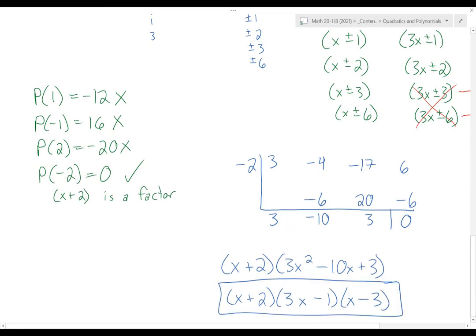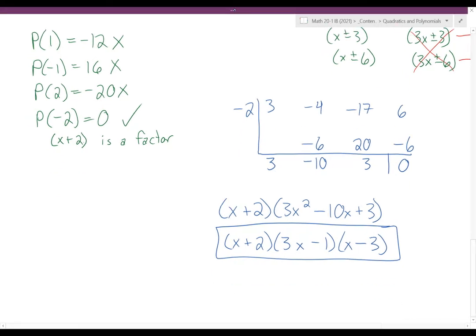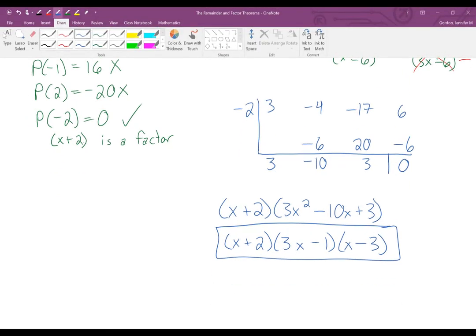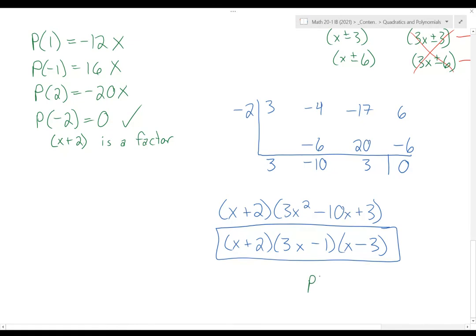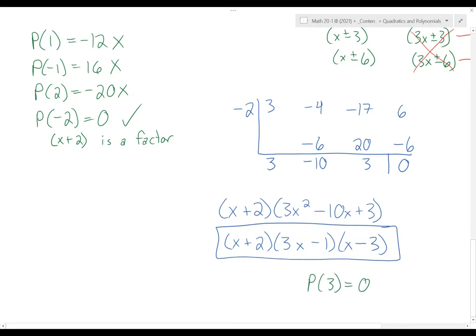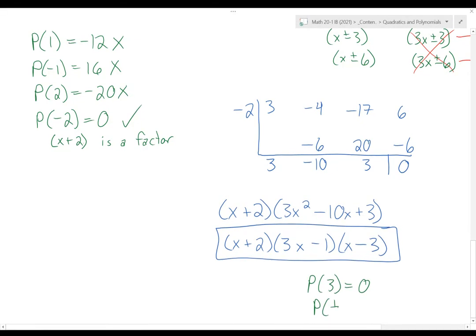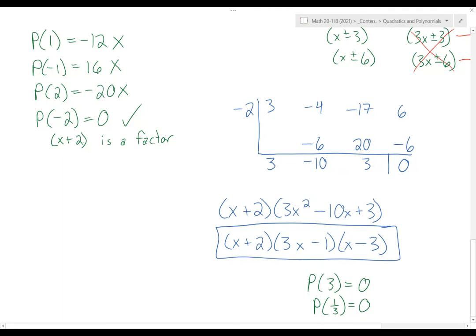What that tells me is if I had tried to evaluate p at 3, I also would have gotten a 0. Or if I had done p at 1/3, I would have gotten a 0. But I didn't have to find all of those that way. I found one of them and then divided it out.